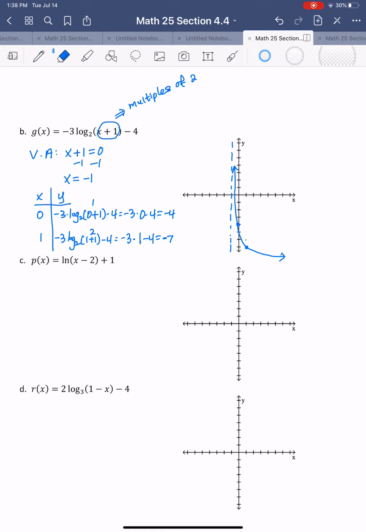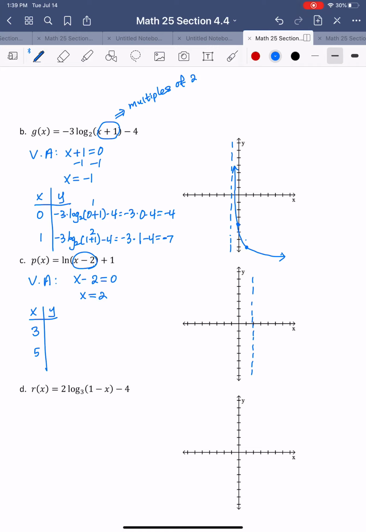All right, the next one. The vertical asymptote is found by setting x minus 2 equal to 0, which is x equals 2. So x equals 2, right here. And this time, for the table, of course I want to use 3 because of x minus 2. I don't think it's possible to make an e, though, so you can use a calculator if you want. Let me use maybe 5.